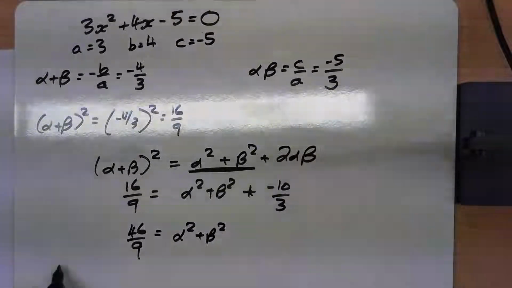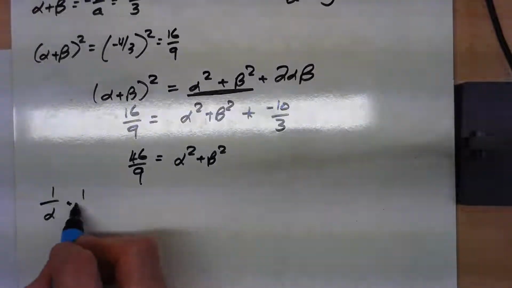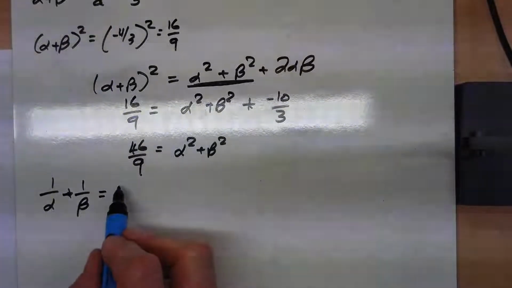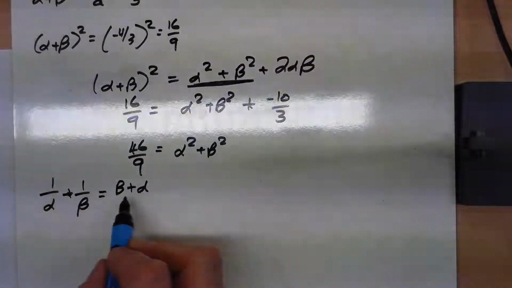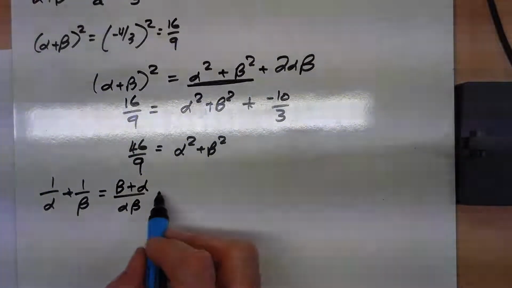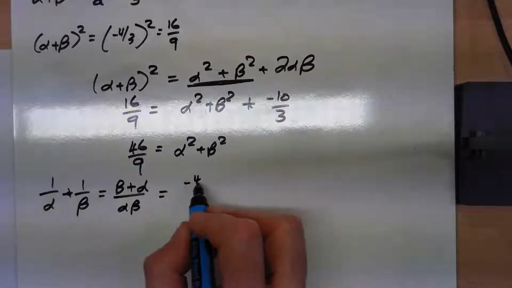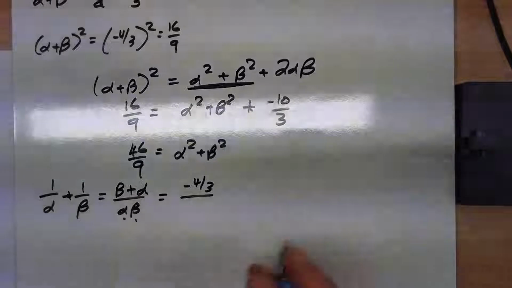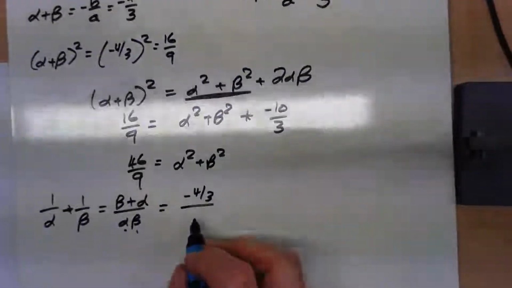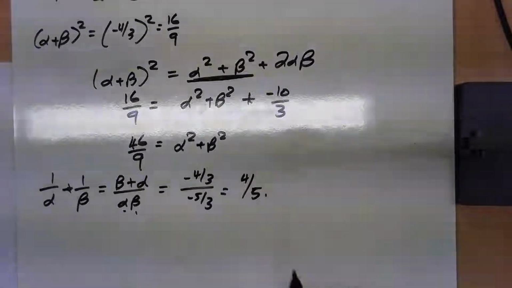We'll do another one as well. So 1 over alpha plus 1 over beta. A little bit of fractions to work with to start with. When we add those together, we get beta plus alpha over alpha beta. Common denominator multiplied up and so on. This one, alpha plus beta, I know it's gone off the top of the page there, but that was -4/3. Alpha beta was -5/3. 1 divided by the other makes 4/5.